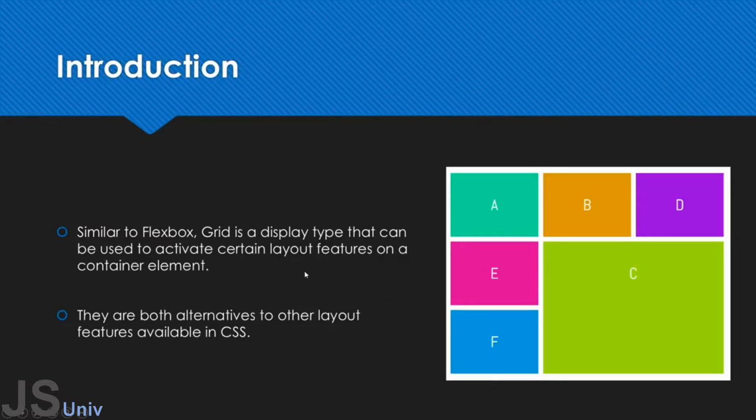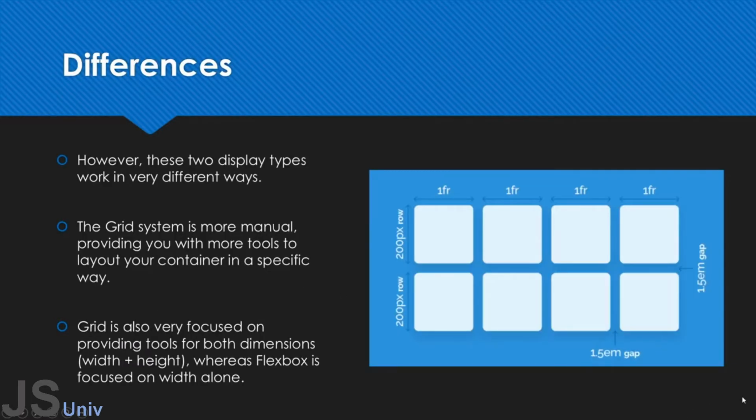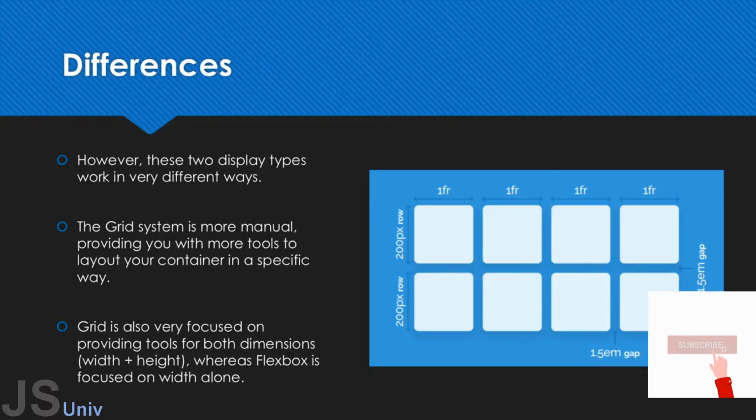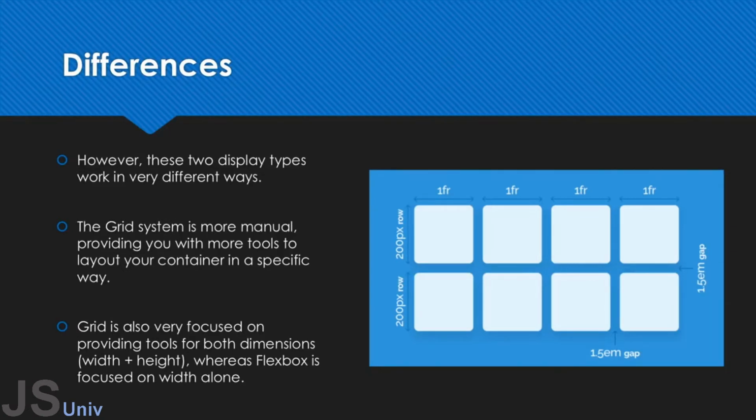So now that we know some of the similarities, let's look at the differences. Although they are both alternatives to our different layouts, what we can actually do is look at how they work at a core level. And although they are completely the same in what they achieve and their core goals, they are completely different in how they work. So first of all, the grid system is a lot more manual. It doesn't require it, but you can control your container in a much easier way. So you can really customize your layout and see how everything fits together with a lot more tools.